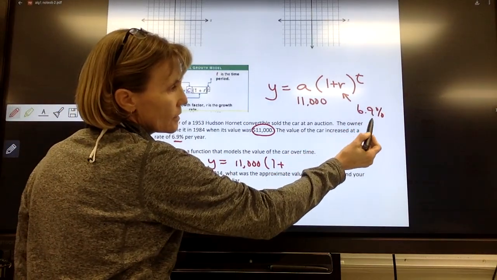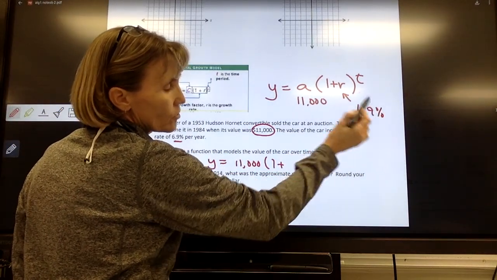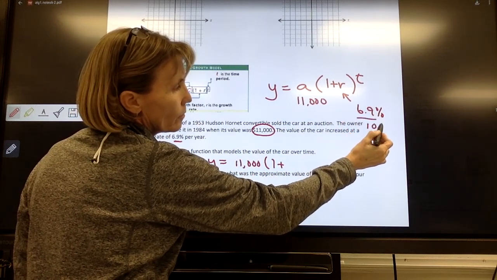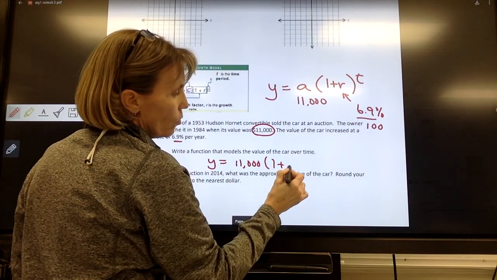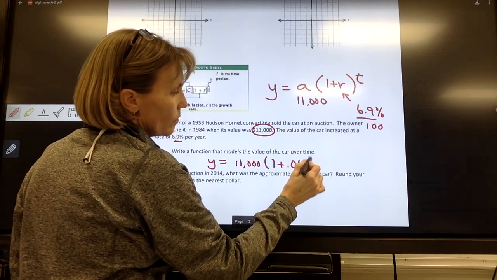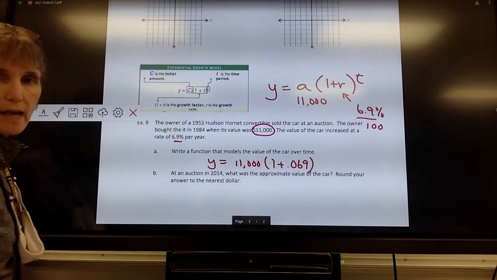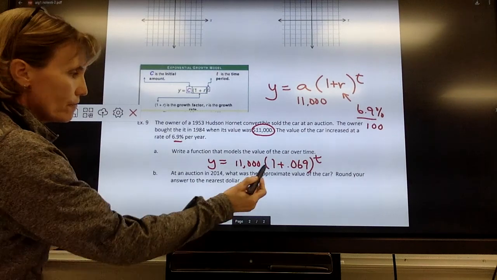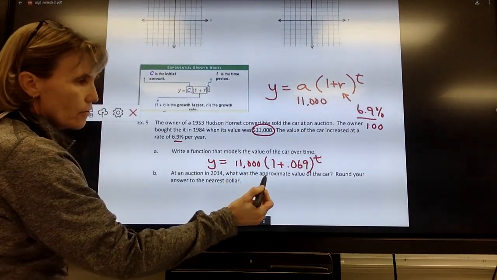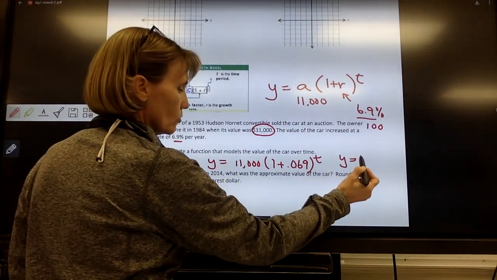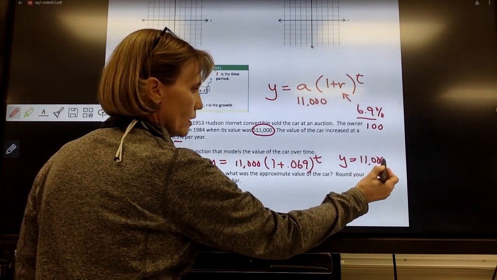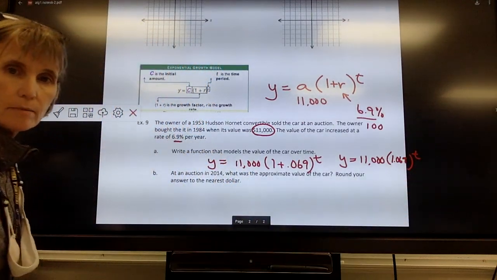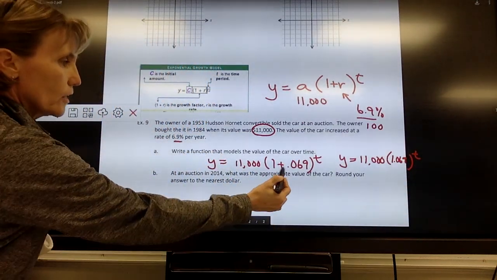Now, I can't leave this as a percent. To undo the percent, you divide by 100, which is going to move your decimal point over 2 places. So I'm going to put the decimal in, 0.069. Okay, and I'm going to raise it to the power of t. Okay, that function models it. Now they might add those together instead. You could say y equals 11,000 times 1.069 raised to the power of t. Okay, so you could add those together in your model.